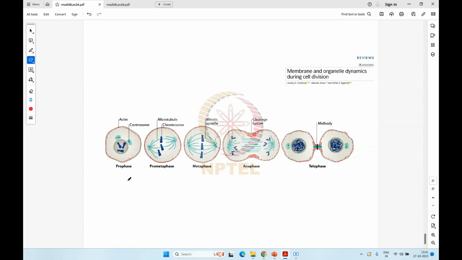After all the separation of sister chromatids, everything is over. The actin cytoskeleton is the one which is going to form the cleavage furrow, and they rearrange themselves and lead to the budding off of the cytoplasms, resulting in two daughter cells.